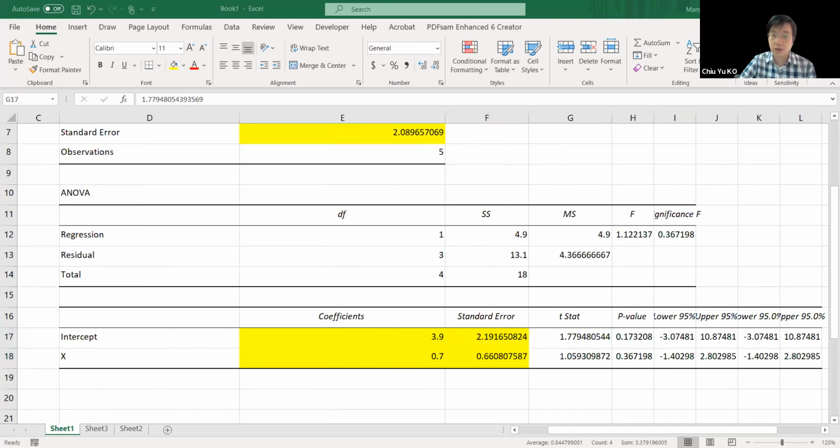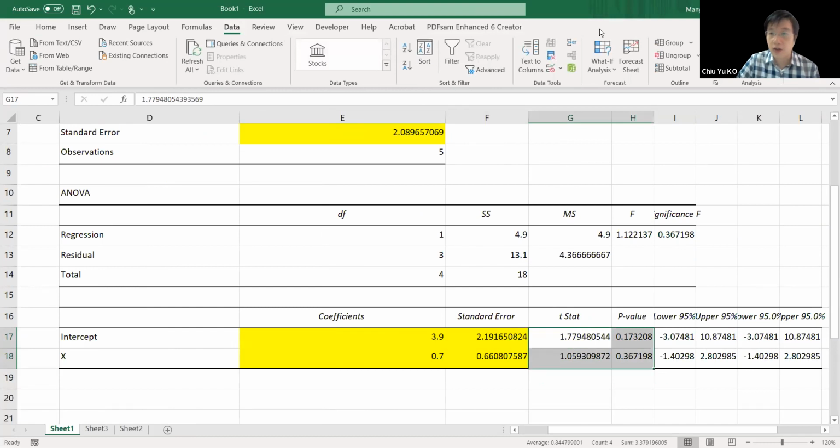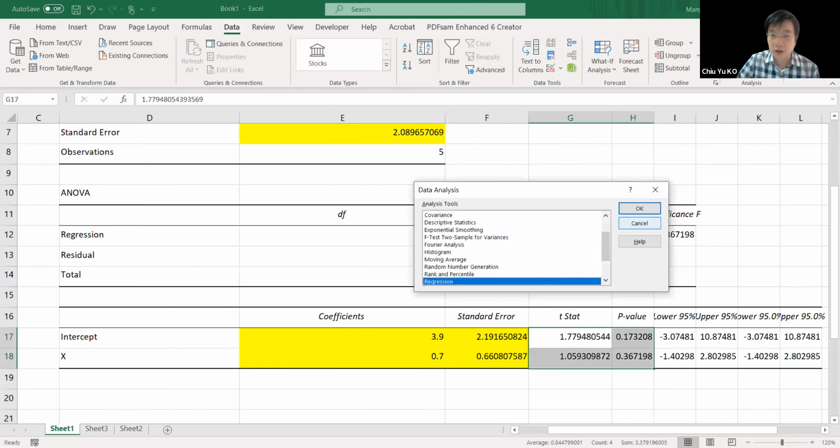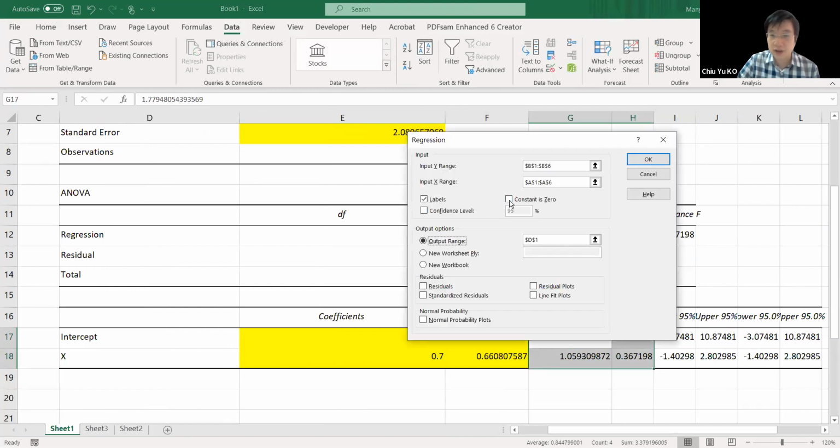So there's a question here. When do we need to check the constant is 0? Very good question. This is used usually for economics. You don't do that. You would only do this constant is 0 unless you are clear that it should always be 0, which is very rare in the case.